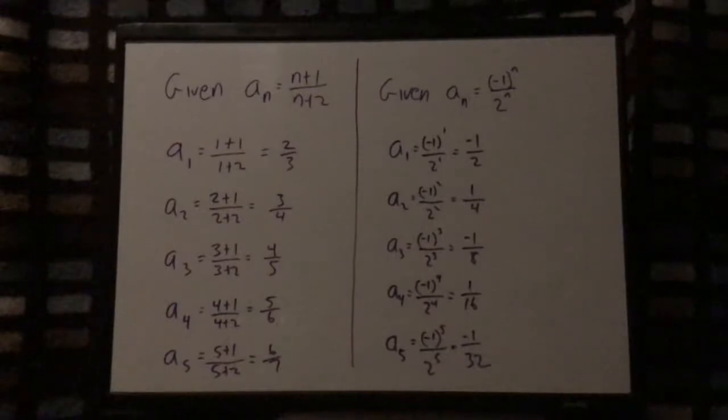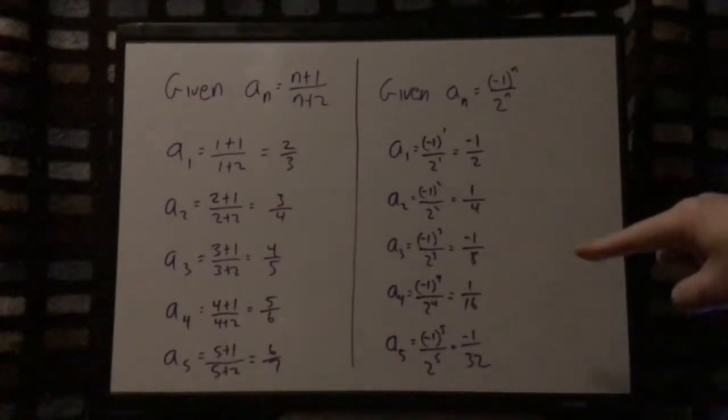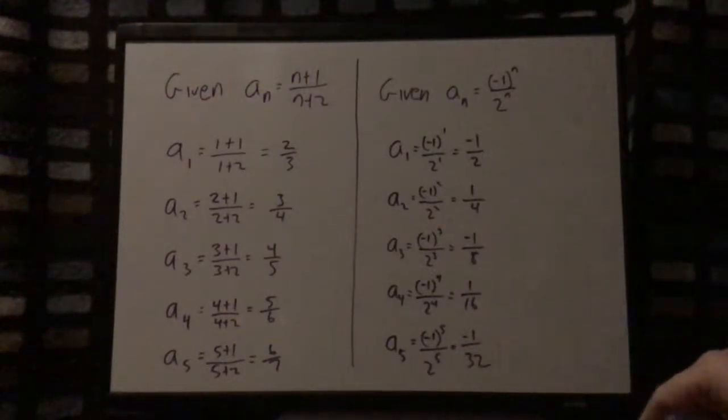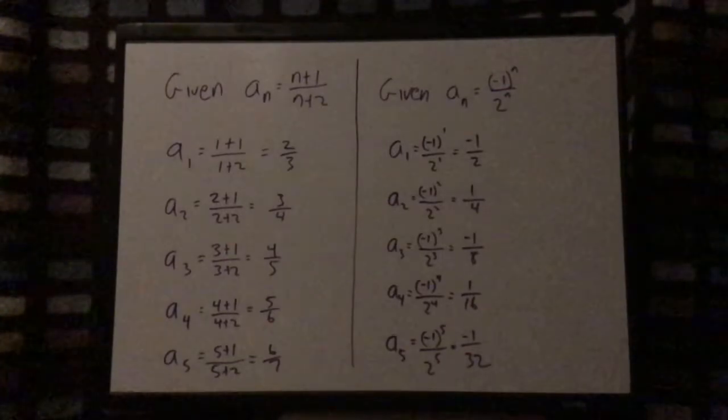And the pattern on the bottoms, they just keep doubling. So 2, 4, 8, 16, 32. The next one would be 64. So even without plugging in, I could know the next one is +1/64, and then the next one is -1 over 128, and so on. So basically, this is how you do an explicit formula.